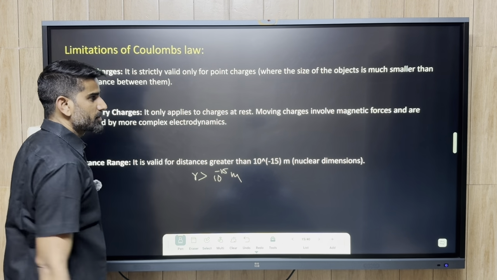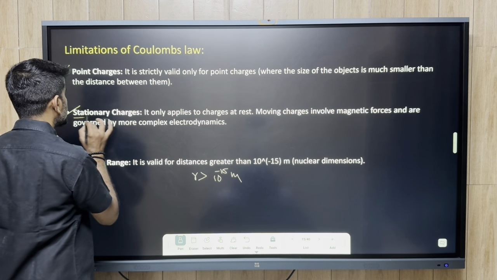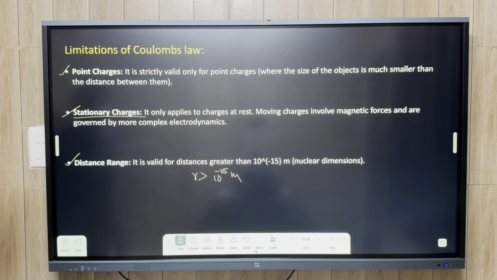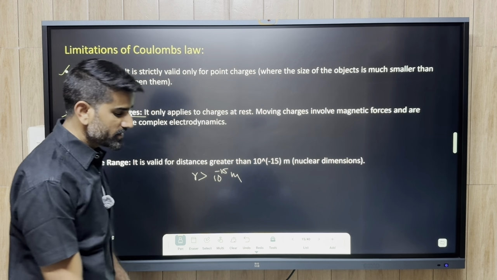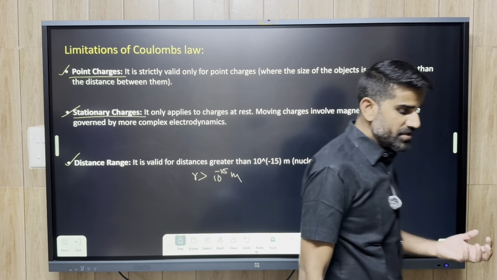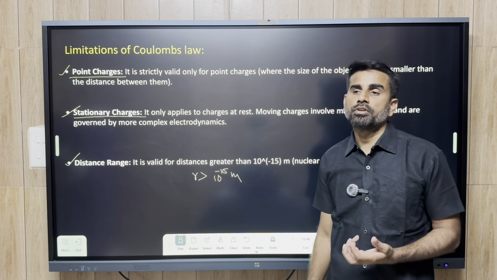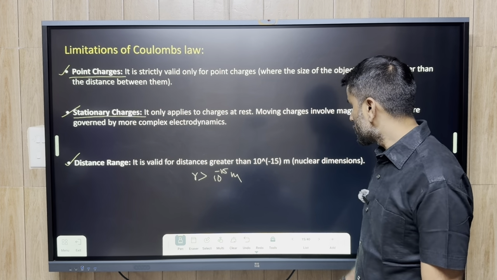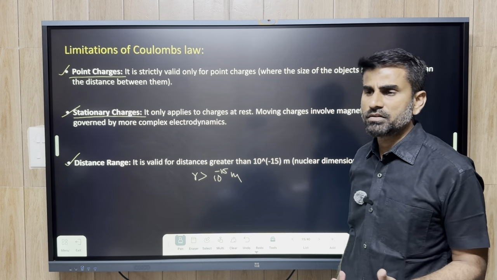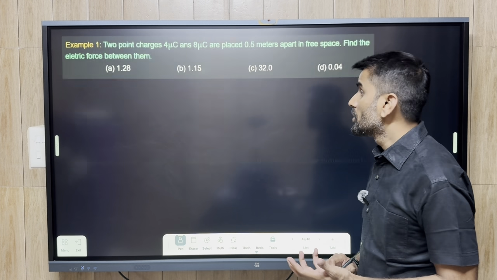And the charges must be at rest. It is applicable only for stationary charges, and it is applicable to point charges. These are the three limitations or drawbacks that Coulomb's law has. Okay, so let's solve some numerical problems.